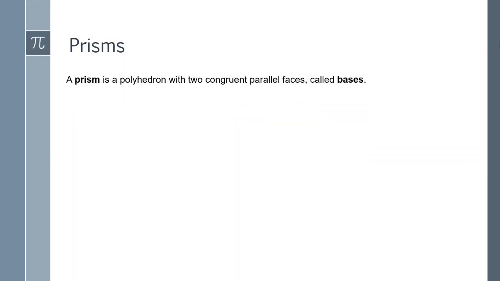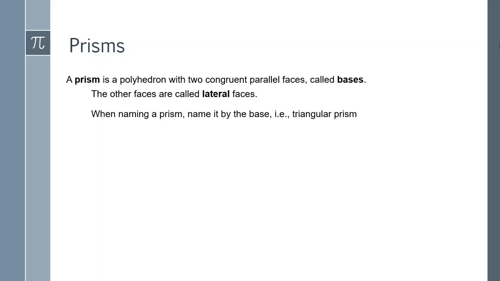A prism is a polyhedron with two congruent parallel faces called bases. The other faces of the prism are called the lateral faces. When naming a prism, you name it by the base. For example, if the bases are triangles, you'll call it a triangular prism. And then prisms can be right or oblique. So let's take a look at what that means.